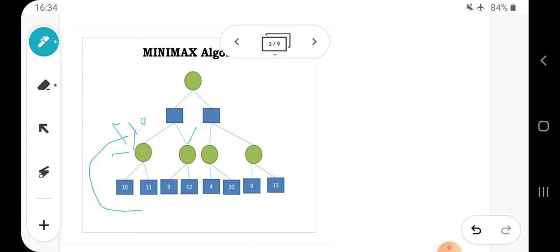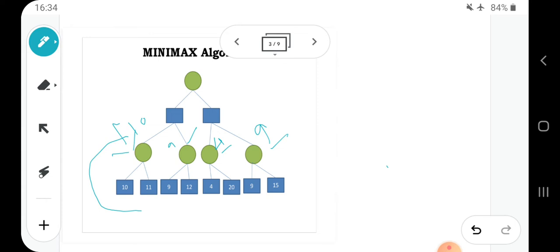Simultaneously, for this one, it has options 9 and 12. In between 9 and 12, since 9 is a lesser value, it will select 9. For this particular node, it has two options, 4 and 20, so it will select 4. For this particular node, it has 9 and 15 as options, so it will select 9. So here you can see a minimizing node always will take the minimum value out of its options under the following level.